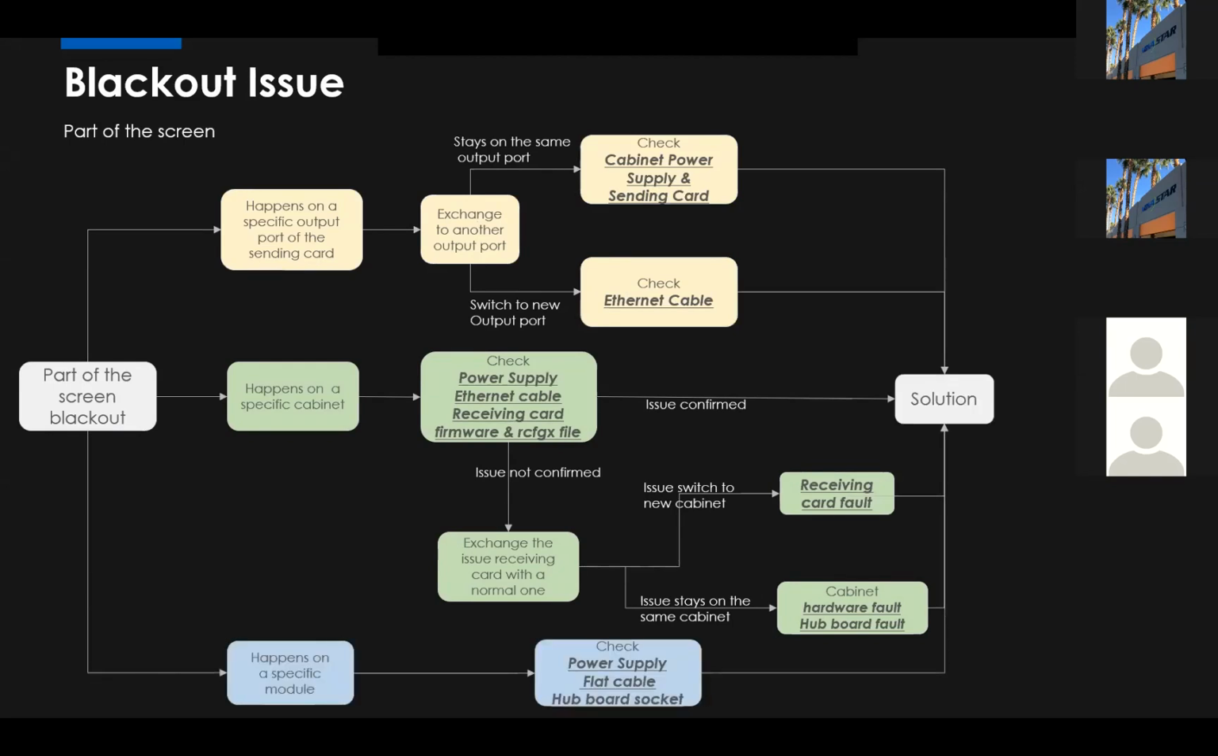And let's say we have many ways. Here, the first is the sending card, part of the output port of the sending card. The second is it happens on a specific cabinet, and the third one is it happens on a specific module. Yes, for the port, for the cabinet, for the module. Here are all the ways to check. And I think if you can, please just take a note or make a screenshot.